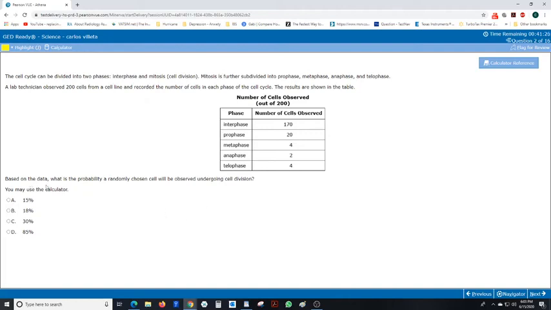Now, based on the data, what is the probability a randomly chosen cell will be observed undergoing cell division? All right, so this is really a mathematical question. It's about probability, okay? Now remember, probability is what you're looking for, the desired outcome, divided by the total outcomes.